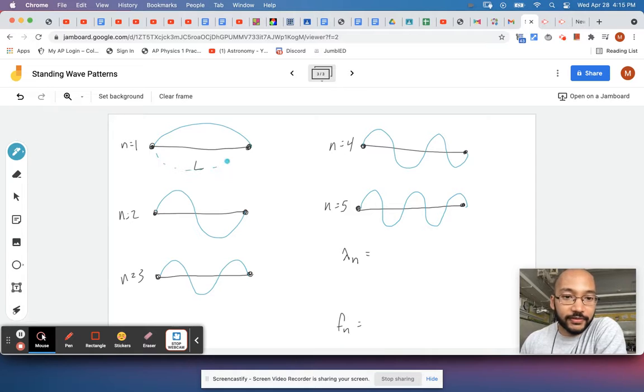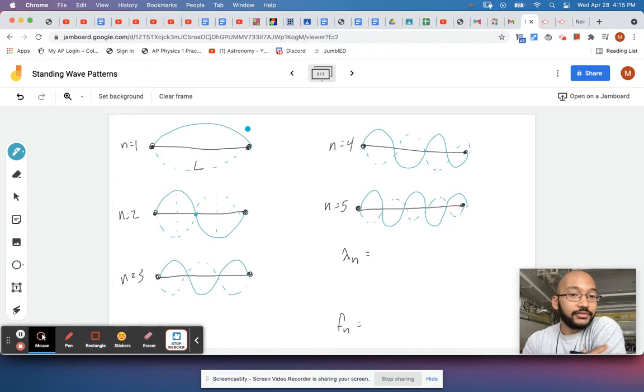Also, these things are sort of waving up and down. So that's why I'm drawing these dotted lines in here. I want to remind you that the points that are fixed and not moving, we call those the nodes. Like here on the ends. And the points that are of maximum displacement, those are called the antinodes. So now the next part of this is those are what the patterns look like.